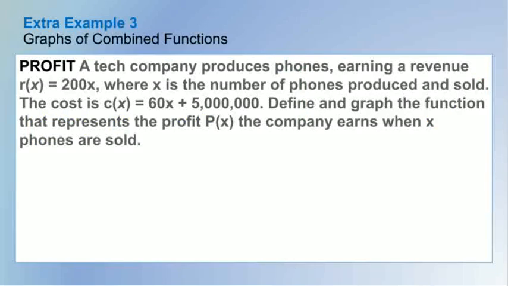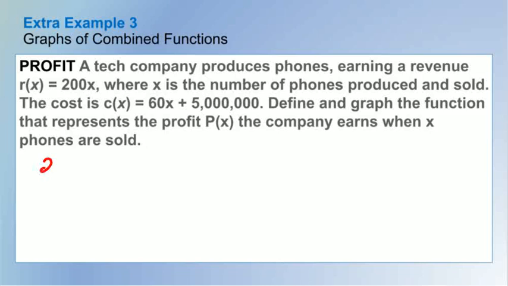Another one, a tech company produces phones earning a revenue R of x equaling 200x, where x is the number of phones produced and sold. The cost is C of x equaling 60x plus 5 million. Define and graph the function that represents the profits P of x the company earns when x phones are sold. Now revenue is the money you brought in, and the cost is how much it cost to make it. Now to find the profit that you earn, you would have to take the revenue minus the cost.